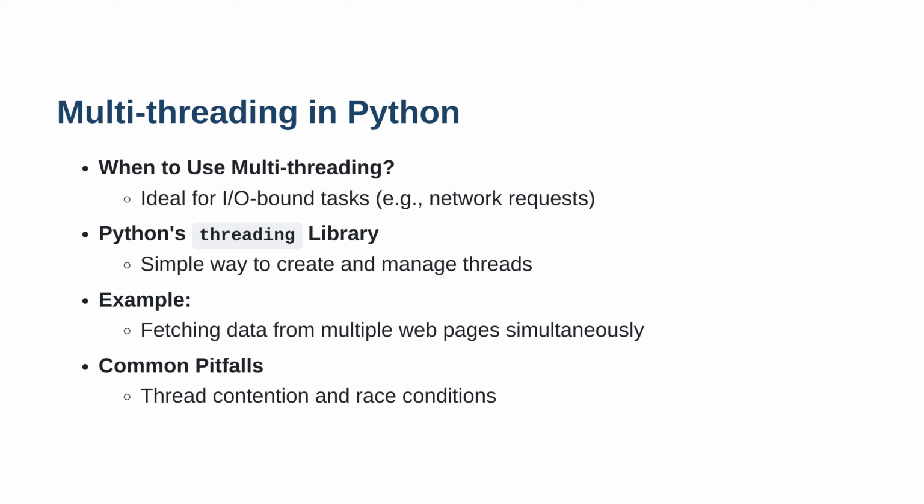For example, consider a scenario where we need to fetch data from multiple web pages simultaneously. By using threads, we can initiate multiple requests at once, rather than waiting for each one to complete sequentially. However, it's important to be aware of potential pitfalls like thread contention and race conditions. These issues arise when multiple threads try to access shared resources, leading to unpredictable behavior. In the next part, we will provide a practical example of how to parallelize I/O-bound tasks using the threading library, ensuring you avoid these common traps.